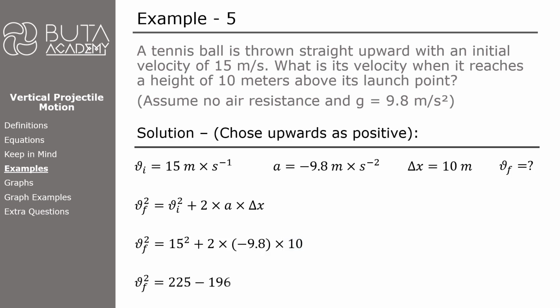Square of 15 is equal to 225. 2 times 9.8 times 10 is 196. Square of the final velocity is equal to 29. To calculate the final velocity, we take the square root of 29, which is equal to 5.39 meters per second.